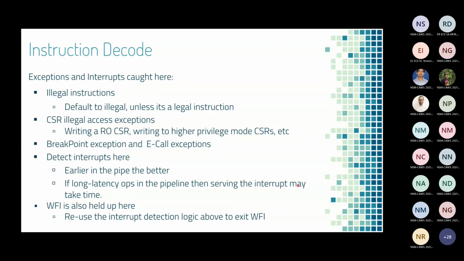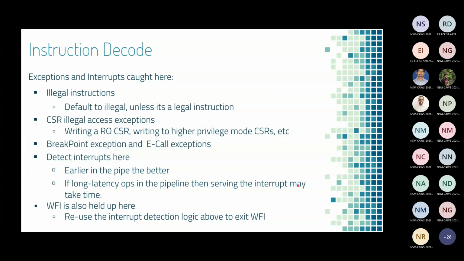Okay, moving forward, you can also decode a few exceptions here. For example, illegal instructions. If you identify an instruction which is not present in the encoding space, you tag it as an illegal exception. If it is a CSR operation and you're accessing a CSR which does not exist in the memory space in your implementation, you again generate one. Or if you're trying to write to a read-only CSR, or if you're in the user application domain and you're trying to access the machine CSR, all of those will cause illegal exceptions. You can also detect breakpoint and eCall exceptions.